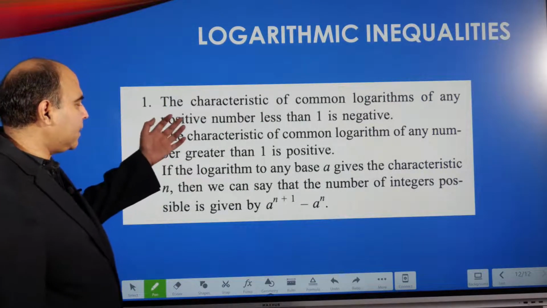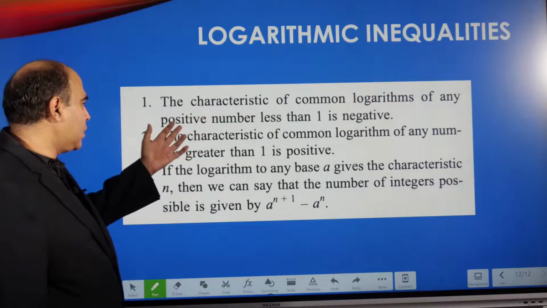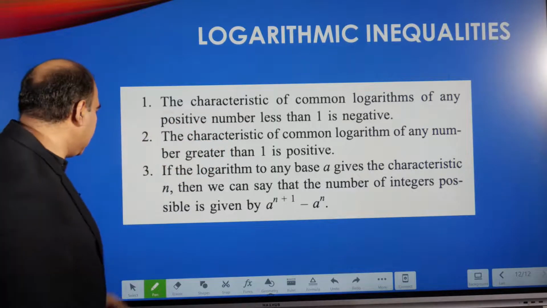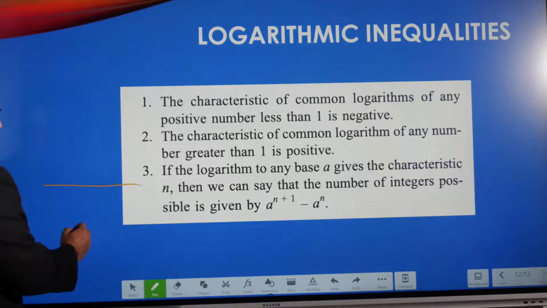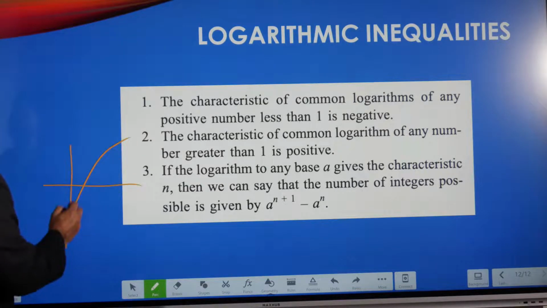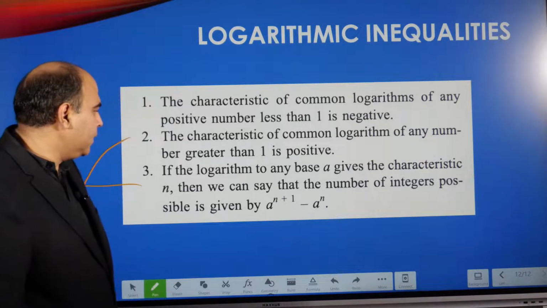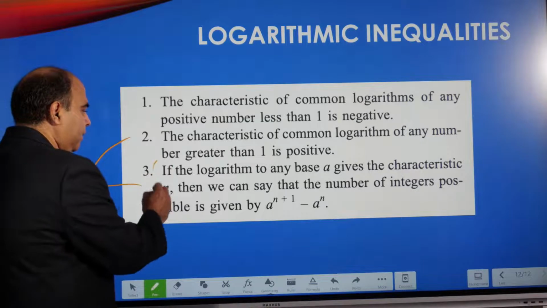The characteristic means the value of common logarithms of any positive number less than 1 is negative. This we know in the graph also. If I'm talking about the value of the graph less than 1, the value of the graph is negative. And this is an important point.